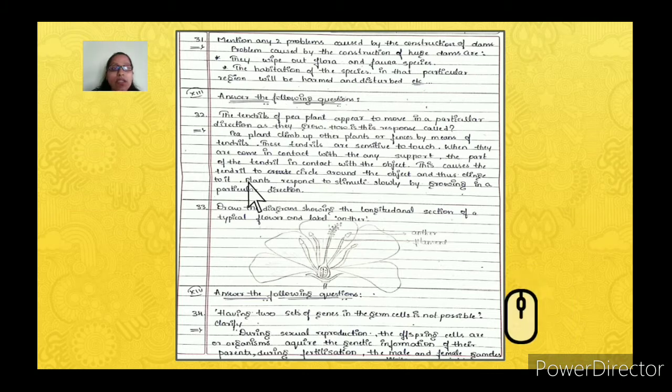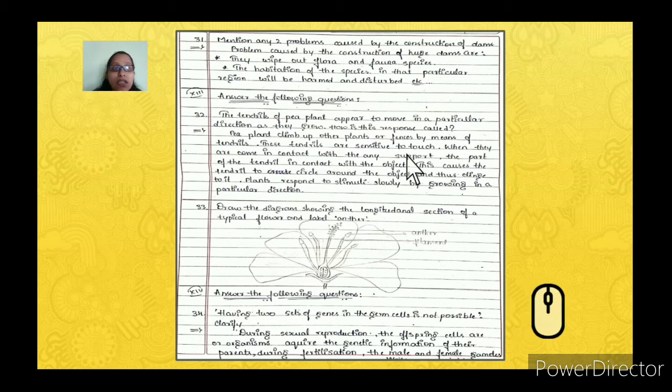So next question is, the tendrils of pea plant appear to move in a particular direction as they grow. This comes under the lesson control and coordination. How is this response called? Pea plants climb up other plants and use them as a fence by means of tendrils. They take the help of the other plants to grow.